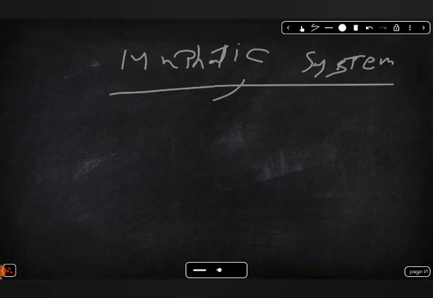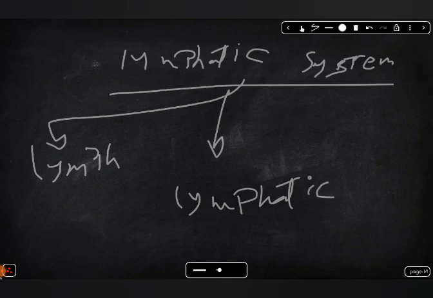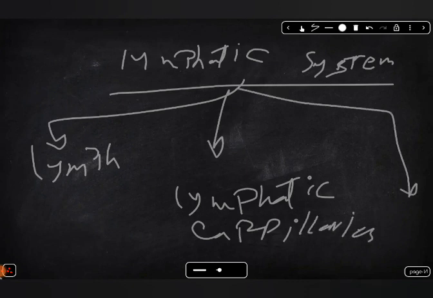Number 1, lymphatic capillaries, and at last the lymphatic nodes. Firstly, I must know that the spleen is one of the most important lymphatic organs in our body.